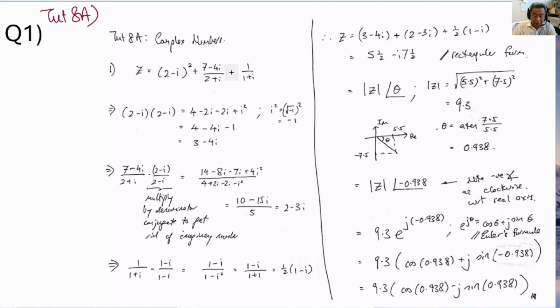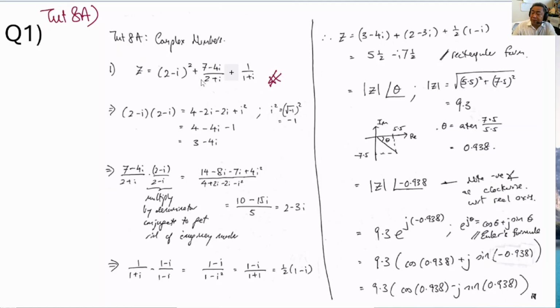This is tutorial 8A question 1. In this question, we are asked to solve for Z with the expression (2 minus i) squared plus (7 minus 4i) divided by (2 plus i) plus 1 over (1 plus i).